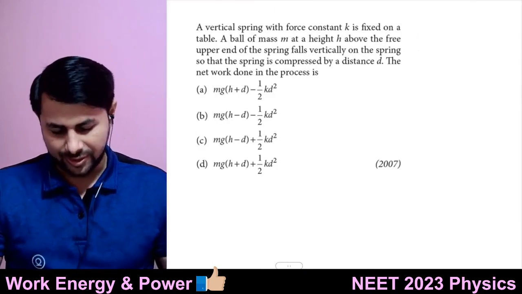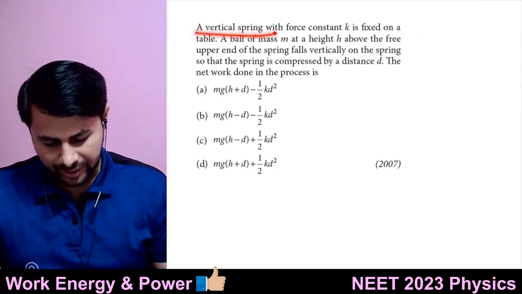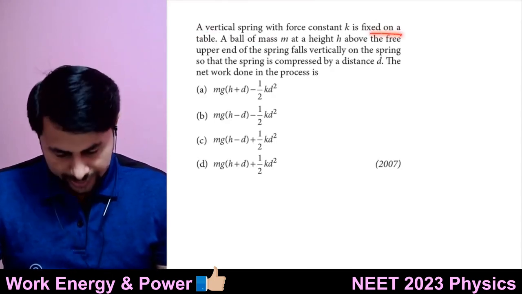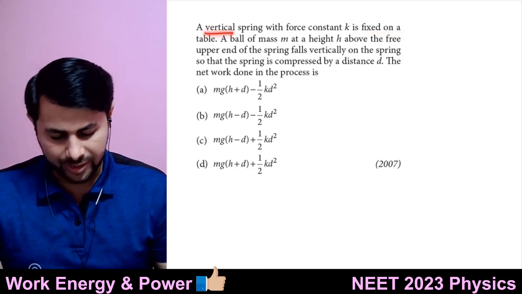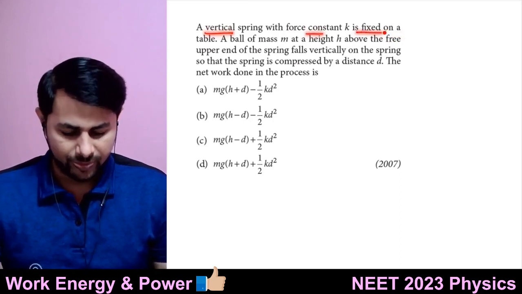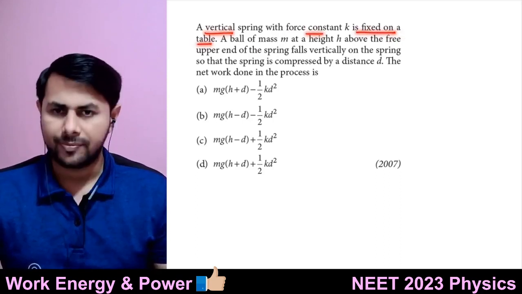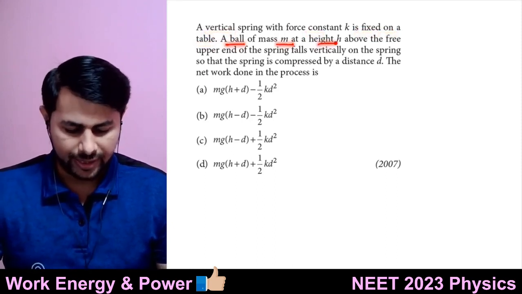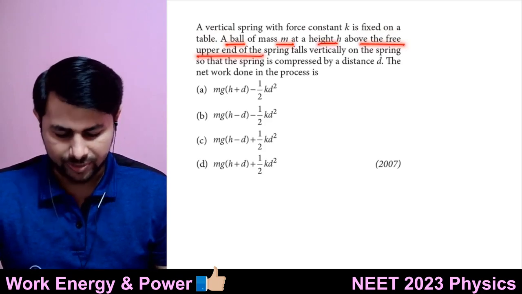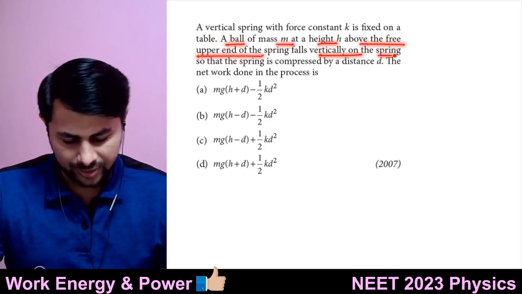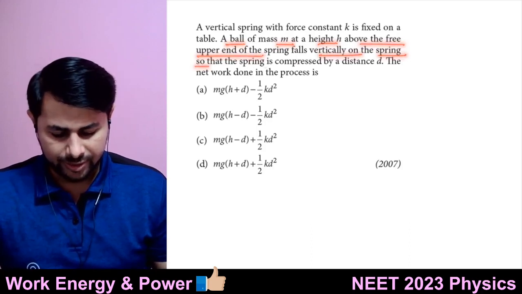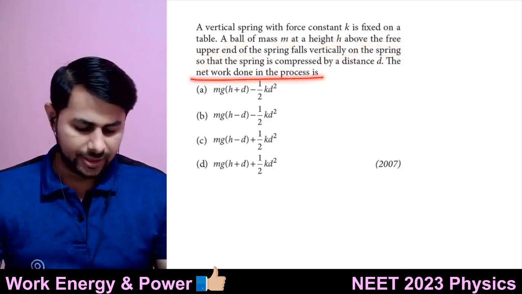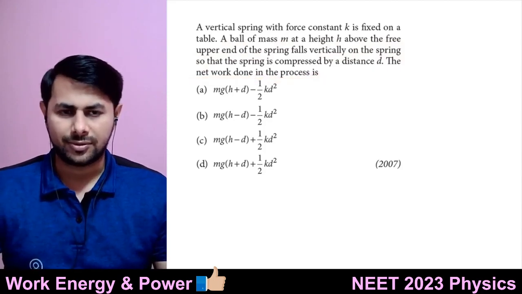Next question. A vertical spring with force constant k is fixed on a table. A ball of mass m at height h above the free upper end of the spring falls vertically on the spring so that the spring is compressed by distance d. The net work done in the process is? This is the question.